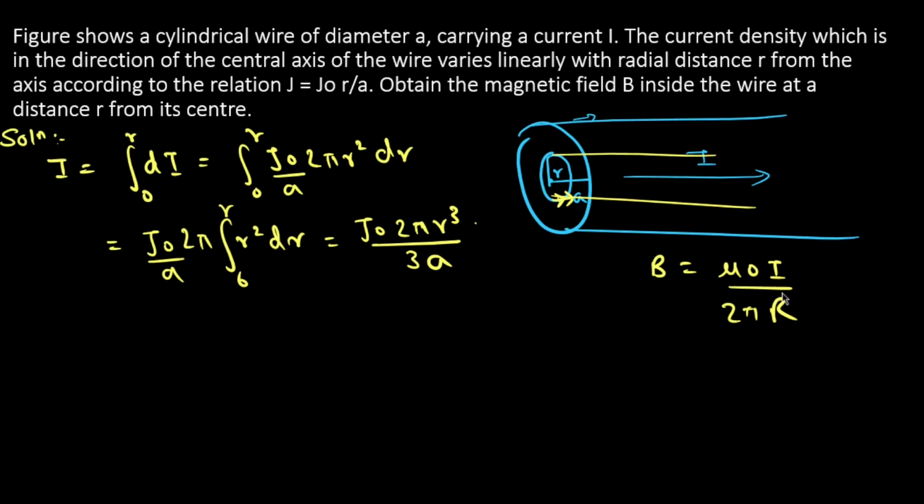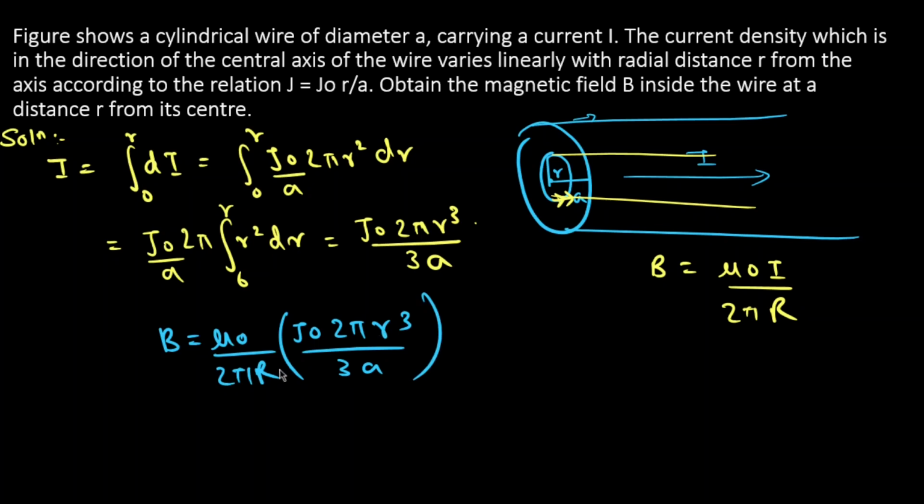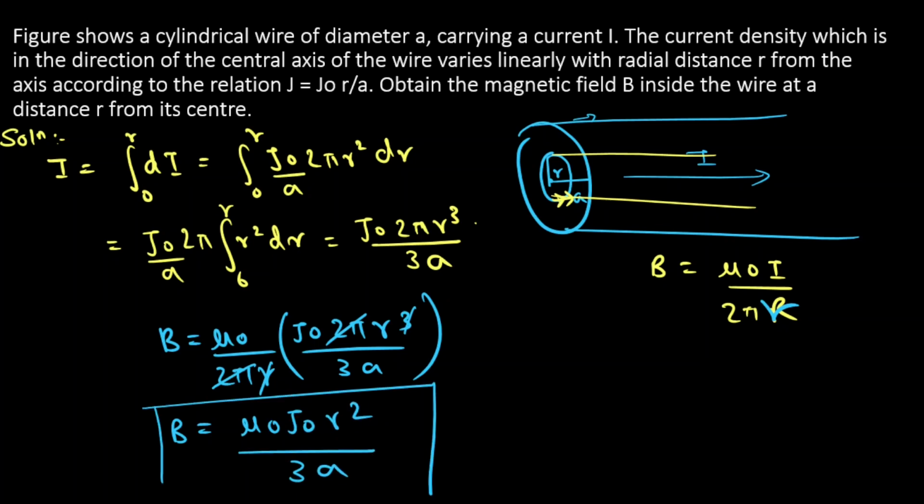Now let's put this value here. So we'll have B equal to mu naught upon 2 pi r into J naught 2 pi r cube upon 3A. This r and this r are actually the same, so I'll just write this as small r. This r will get cancelled, this 2 pi will get cancelled, and you will have B equal to mu naught J naught r square upon 3A. I hope you understood this sum.